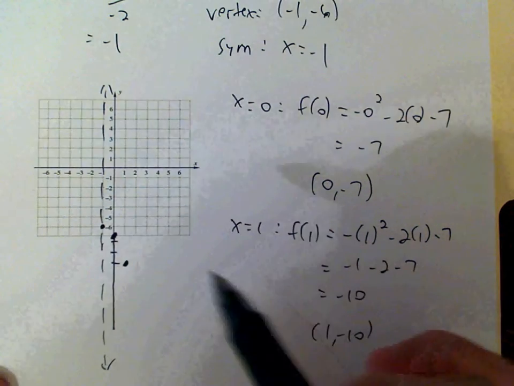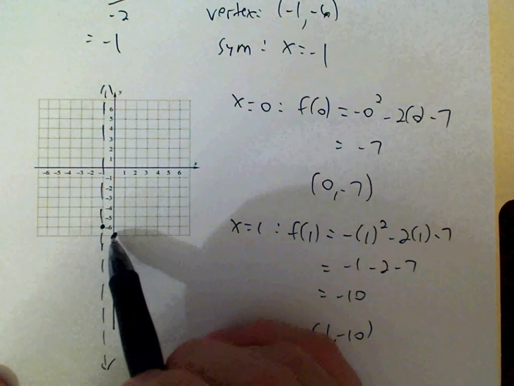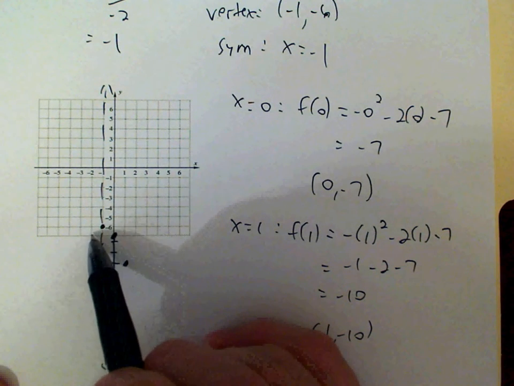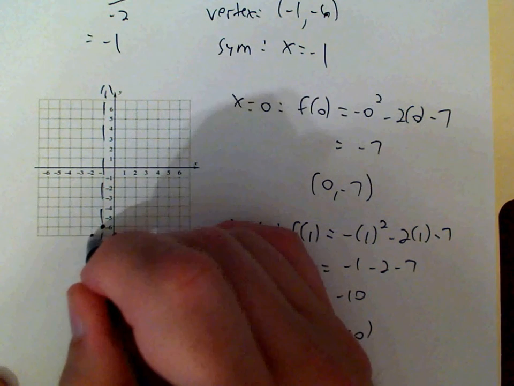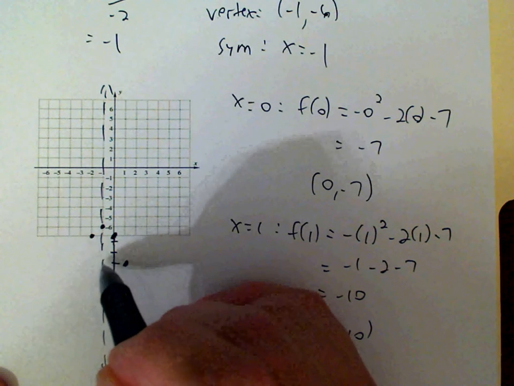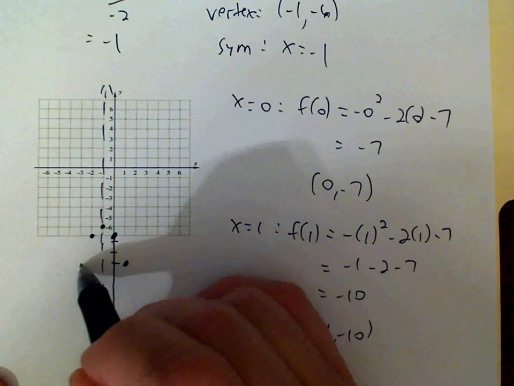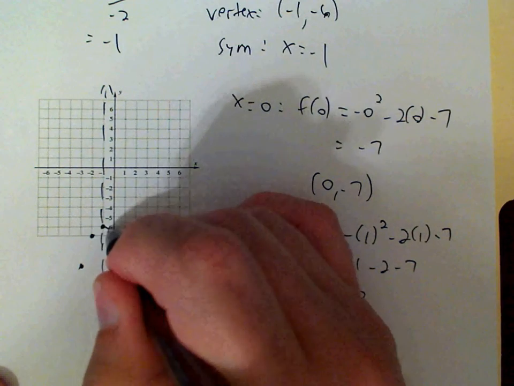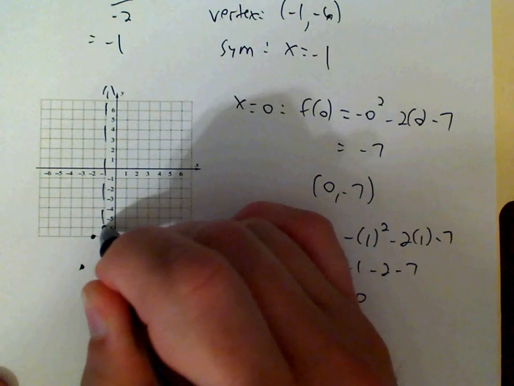Now watch this. If I take that point and flip it over the line of symmetry, this is going to be another point on the parabola. If I take this point and flip it over, that's going to be there, approximately. Then I connect the dots, and I'll see an upside down U form.